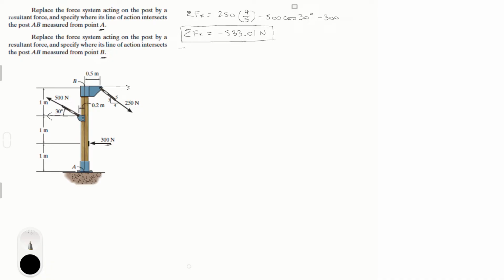Now the sum of the forces in the Y is equal to this force right here, which would be minus 250 times 3/5 plus 500 times the sine of 30 degrees. This comes out to be around 100 newtons.